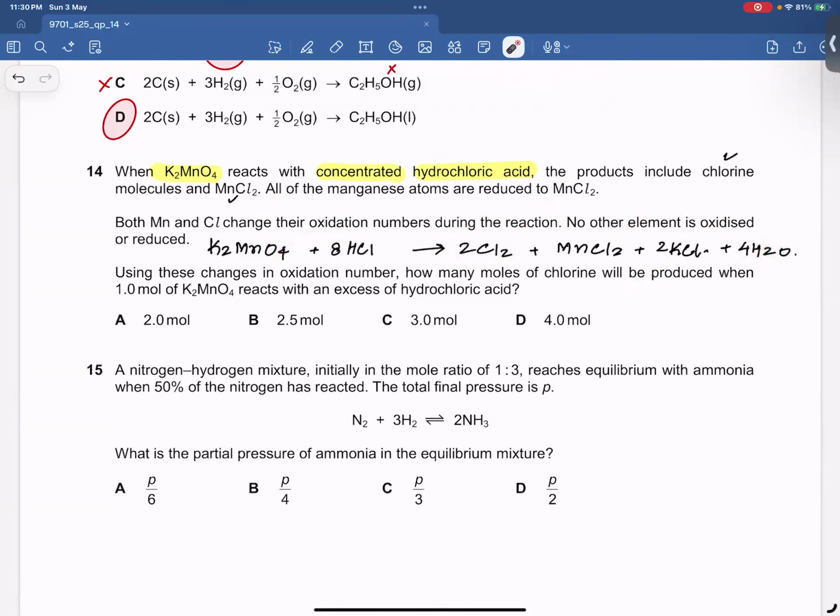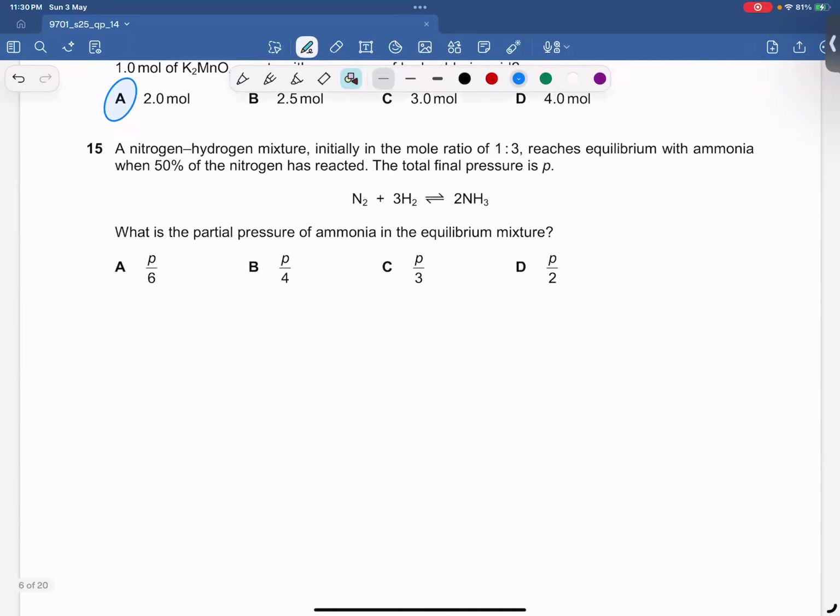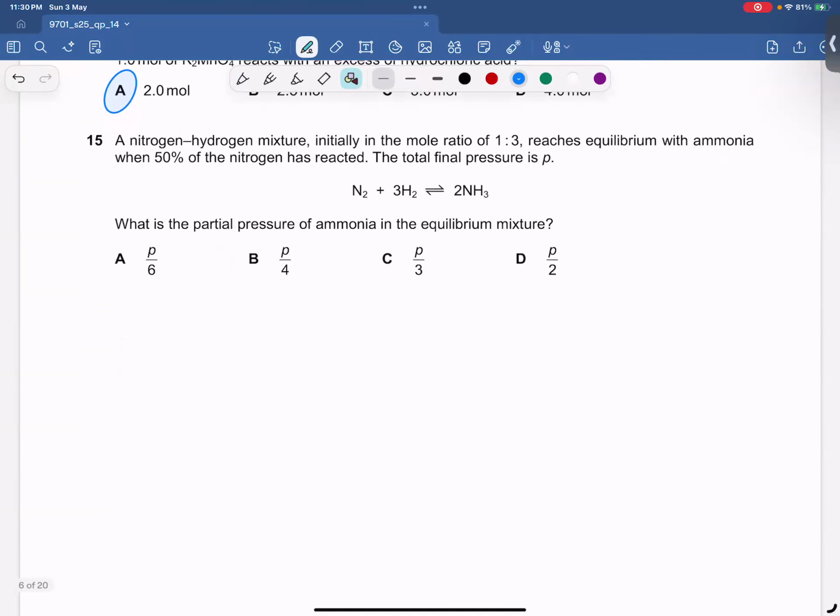Balanced chemical equation. Examiner is saying when 1 mole of K2MnO4 reacts with an excess of hydrochloric acid, how many moles of chlorine will be produced? So if it has 1 mole, and obviously it has 2 moles. So 2 moles, right answer is going to be an N. Okay.